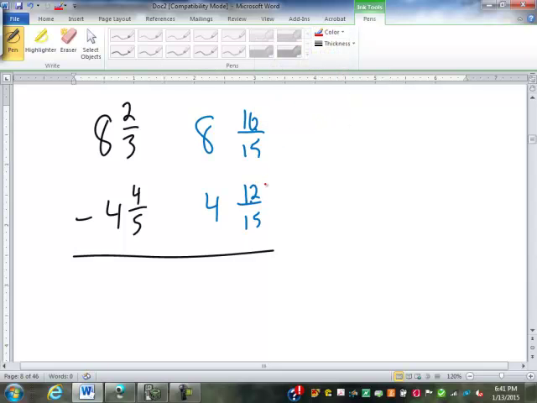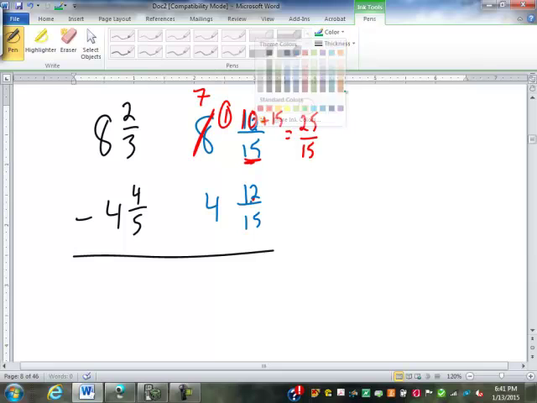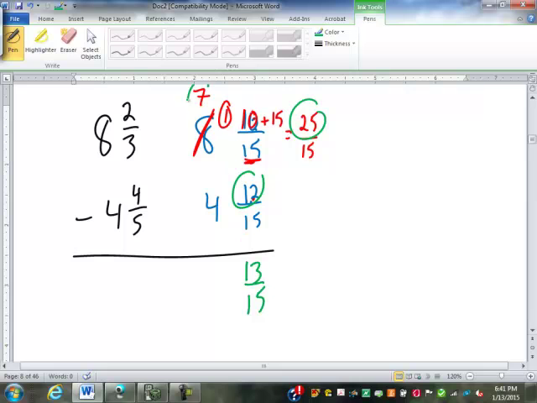But we are subtracting now. 10 minus 12, however, can't be done. So just like with whole numbers, we're going to borrow from the 8. This is going to be a 7. What does this become? 25. Yeah, what we borrowed here was one whole object. That 15 tells us that that one object has 15 pieces in it. So we have 10 plus 15 more pieces. There's 25 of those 15ths. So now we subtract. 25 minus 12 is 13 fifteenths. 7 minus 4 is 3. Let's do at least one more example of that.